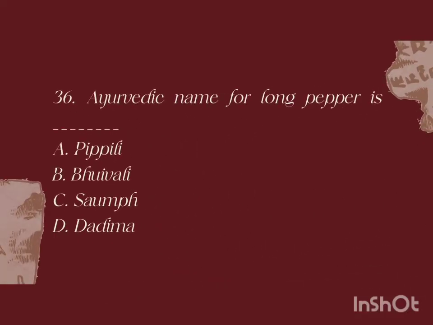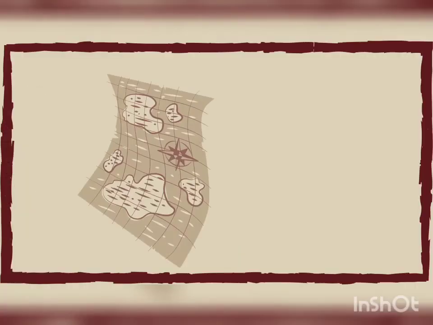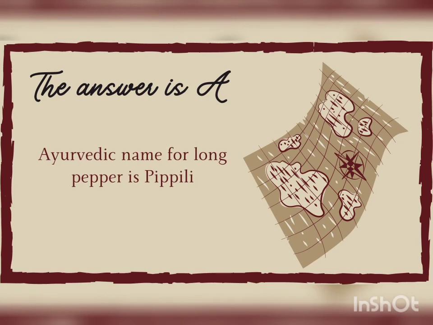Number 36. Ayurvedic name for long pepper is blank. A. Paipili, B. Boivali, C. Saum, D. Dadima. The answer is A. Ayurvedic name for long pepper is Paipili.